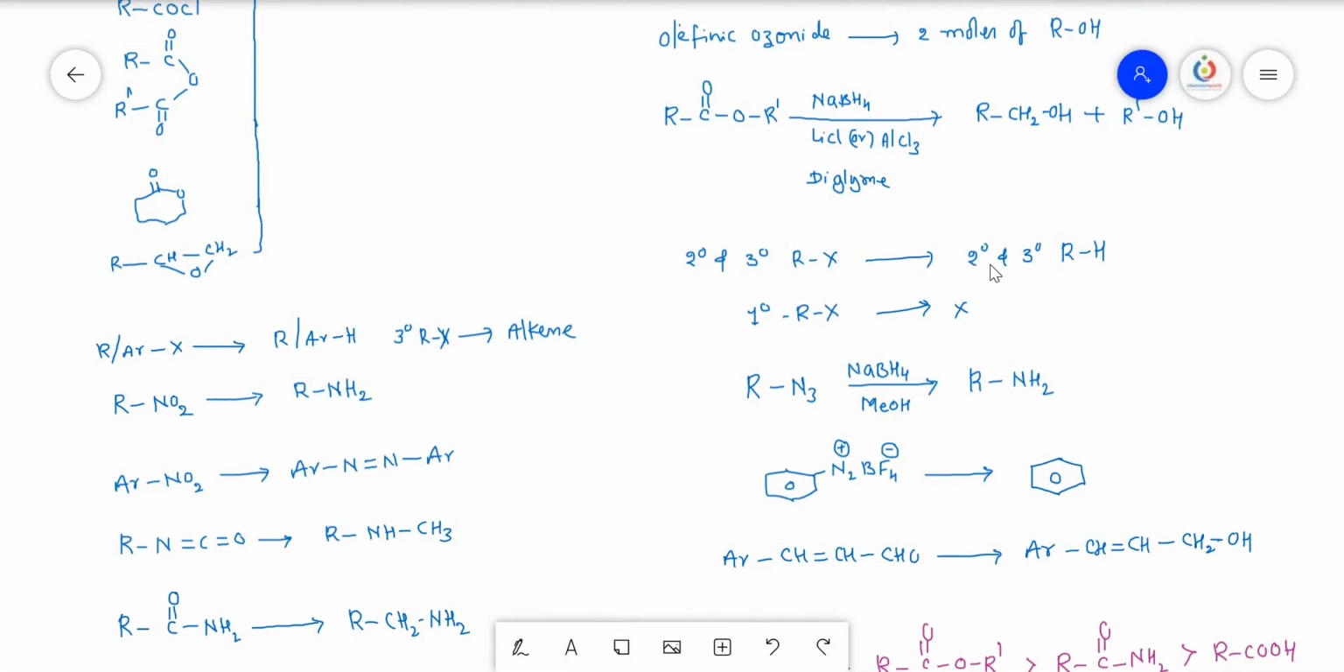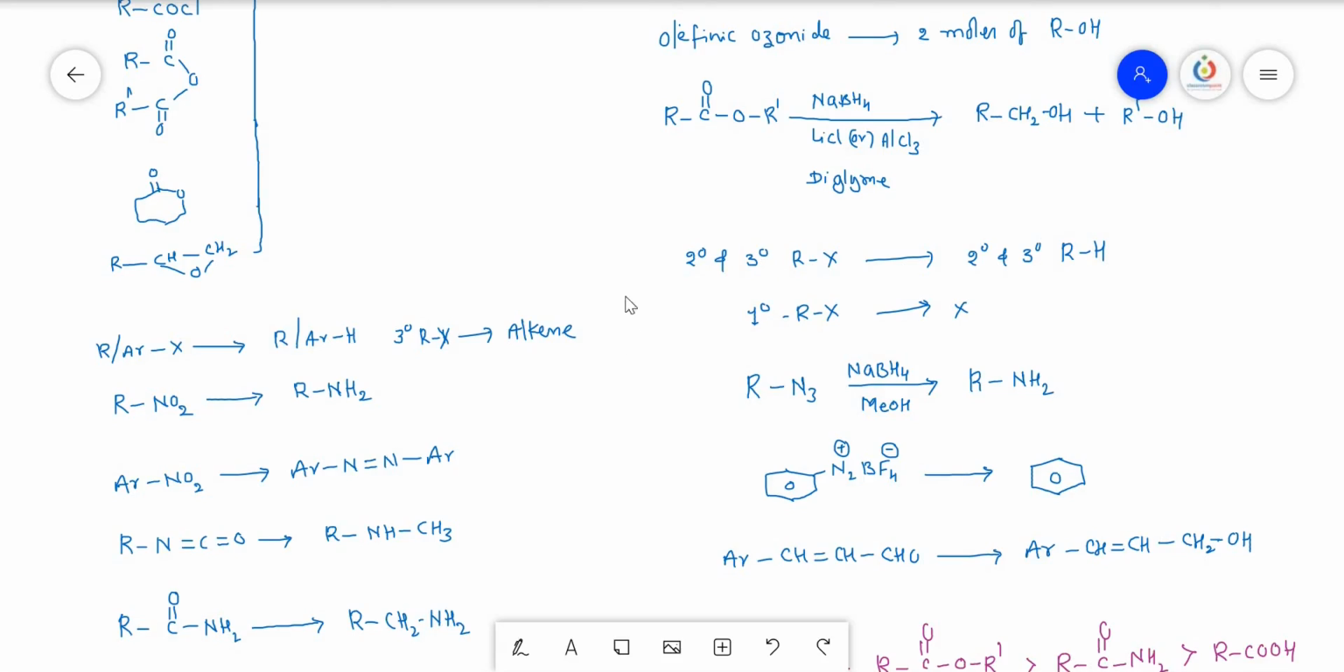Secondary and tertiary alkyl halides will give secondary and tertiary alkanes. Primary alkyl halides will not get reduced. You see, if you compare lithium aluminium hydride and sodium borohydride, lithium aluminium hydride reduces both the primary and secondary alkyl halides to the alkanes, but not the tertiary alkyl halides. It converts the tertiary alkyl halides to the alkenes. But sodium borohydride does not react with the primary alkyl halides, and only reduces the secondary and tertiary alkyl halides to the alkanes.